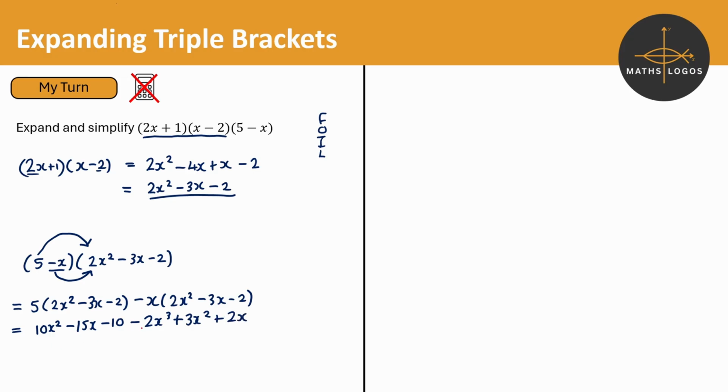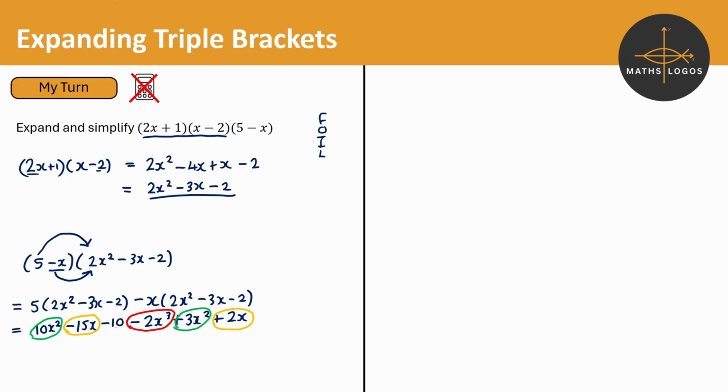From here, I'm going to circle my like terms. So let's just keep track of this 2x cubed term. Circling that. So notice I've circled the symbol in front of it because that tells me that it's negative 2x cubed. So there are no other x cubed terms. Let's move on to our x squared terms. I've got 10x squared and I've got positive 3x squared here. And then I've got my x terms, so negative 15x and positive 2x. And lastly, I've got my constant negative 10.